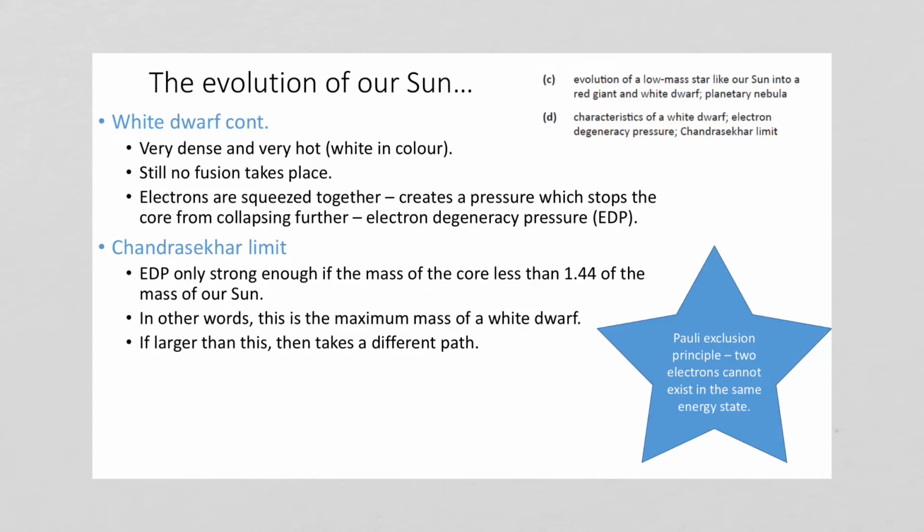But in addition to that, there's this thing called the Pauli exclusion principle, and that's also linked to EDP, that electrons can't be in the same place at the same time. So if you're squeezing these electrons together, as the pressure's so big, you can't force two electrons in the same place. So you limit the size at which the white dwarf can be.